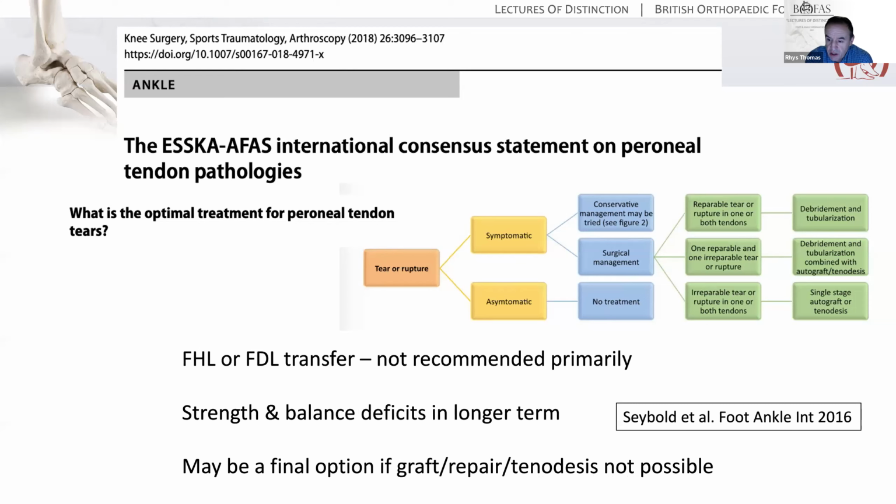If neither tendon is present or they're irreparable, then certain groups have recommended performing a tendon transfer, harvesting the FHL or the FDL in the foot and then bringing it round to the lateral aspect of the foot, and usually plumbing it into the base of the fifth metatarsal or the brevis stump. Long term, this is shown to have strength and balance deficits, though if no other option is available, then this can be an option that can be used, but obviously will not restore full function.